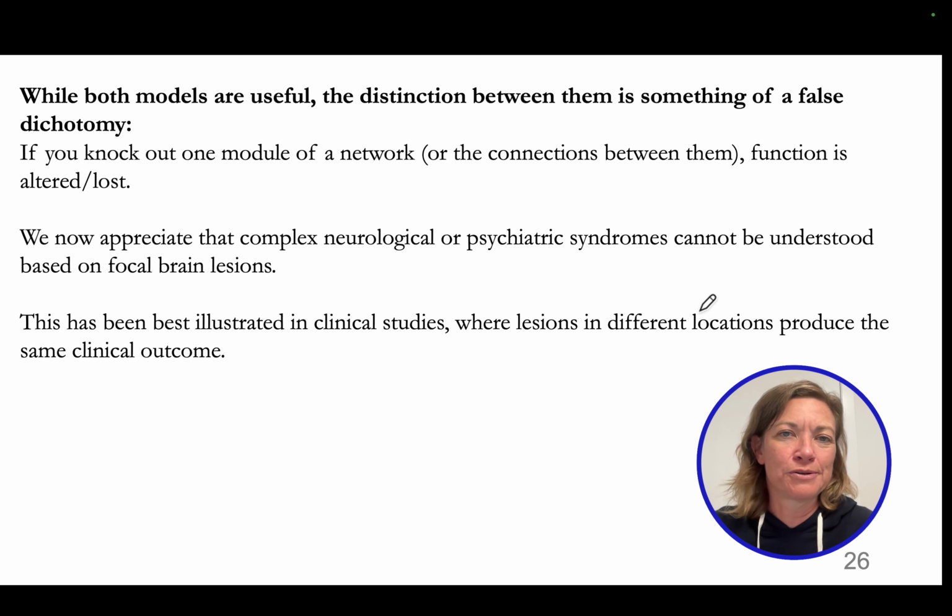Now, really, both of these models are useful, but the distinction between them is a bit of a false dichotomy. We all know that if you have a network and you knock out either one module or the connections between modules, function is altered or lost. So we now appreciate that complex neurological or psychiatric syndromes cannot be understood based on focal brain lesions. This has been best illustrated in clinical studies where lesions in different locations produce the same clinical outcome. I'll show you an example of one of those.